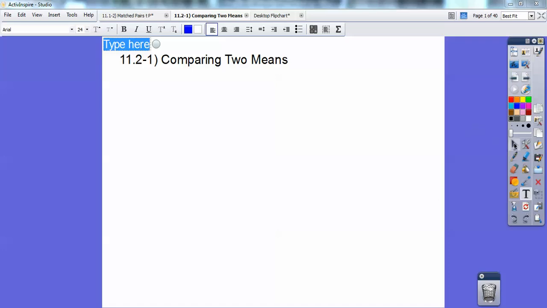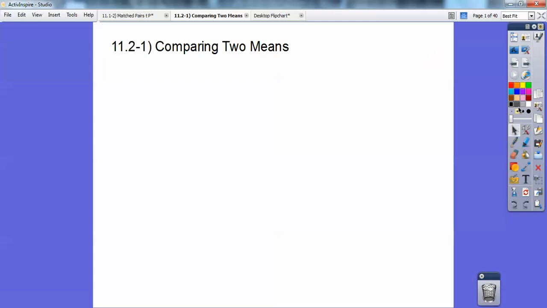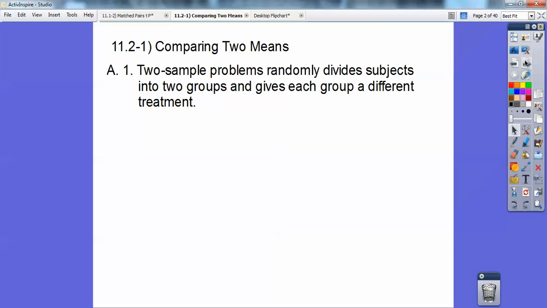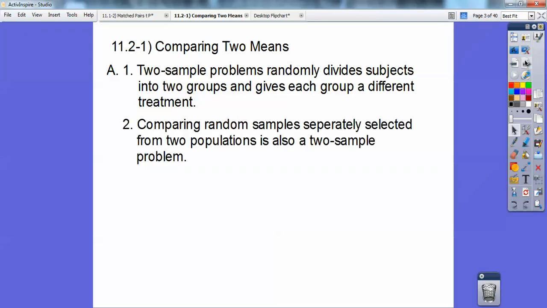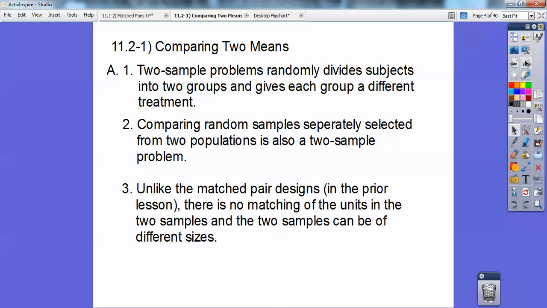This lesson is comparing two means. Let's begin. A two-sample problem randomly divides subjects into two groups and gives each group a different treatment. Comparing random samples separately selected from two populations is also a two-sample problem. Unlike the matched pairs designs in the prior lesson, there is no matching of the units in the two samples, and the two samples can be different sizes.